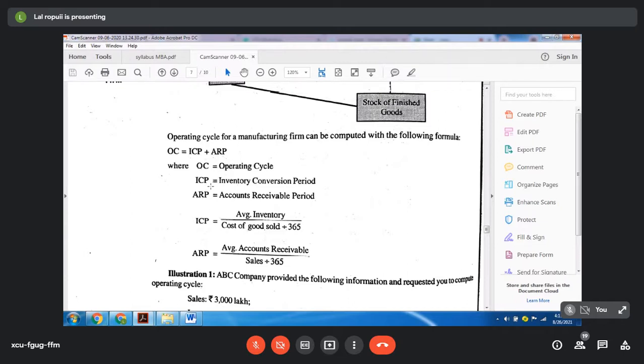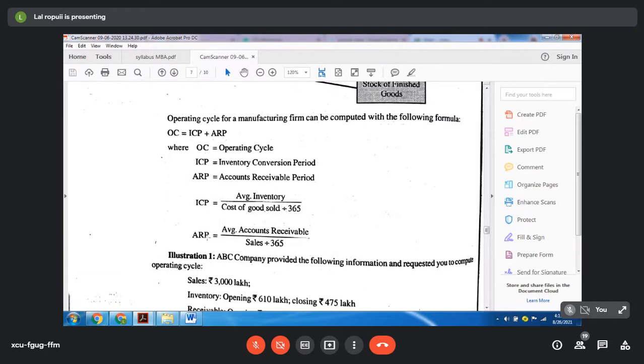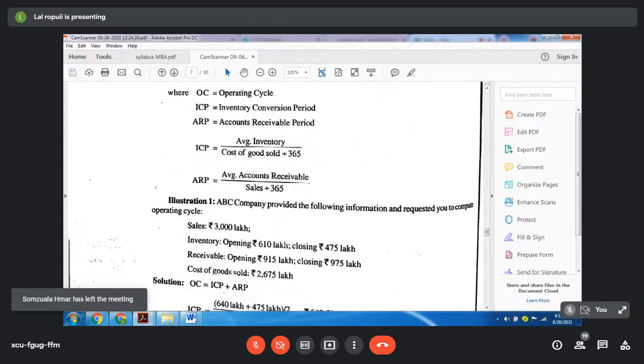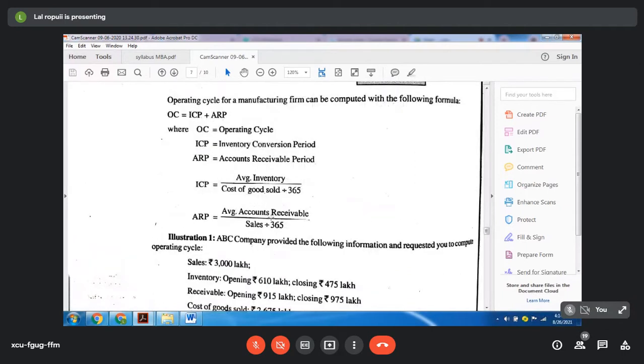ICP can be computed with this formula: average inventory divided by cost of goods sold, divided by 365 days. Then the accounts receivable period means how much time it requires to realize your cash back from the debtors. That is average accounts receivable divided by sales, divided by 365 days. This is the very simple formula for computation of the operating cycle of a manufacturing firm.